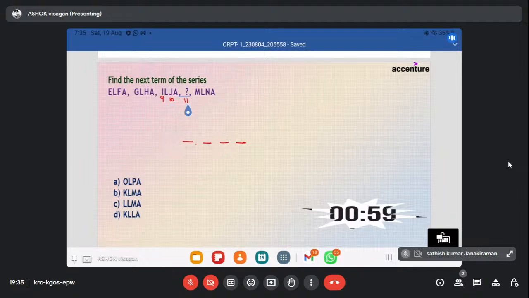Now let's check with the third letter. In the first set, the third letter is G, in the second it is H. So we have G, H, one letter skipping, H, I, J, one letter skipping, then J, K, L. If one letter is skipping, the answer should have K, L, L. How many options have two L's with K? Only option B. So the answer is option B, K, L, L, A.